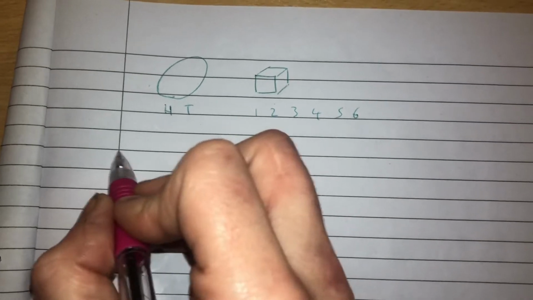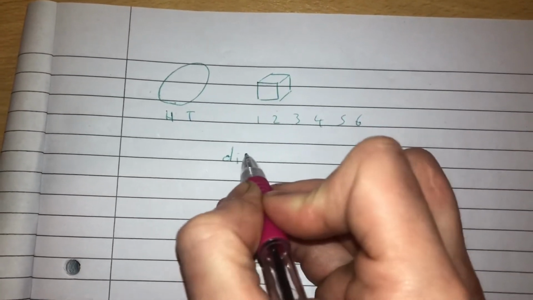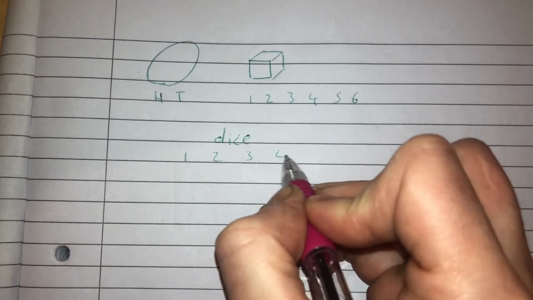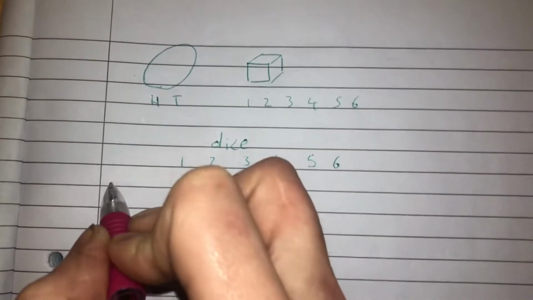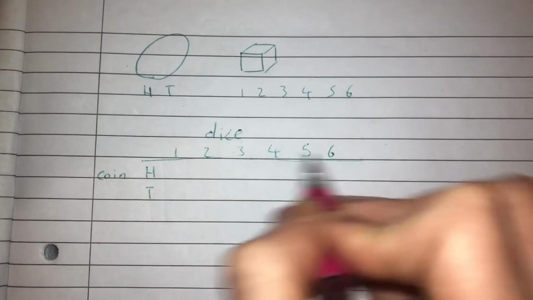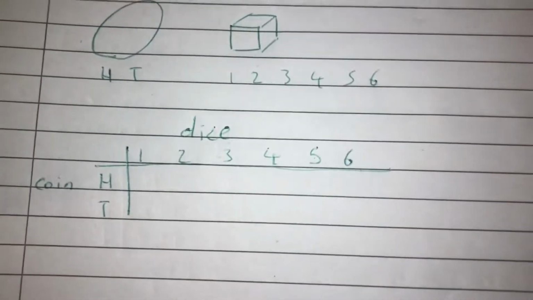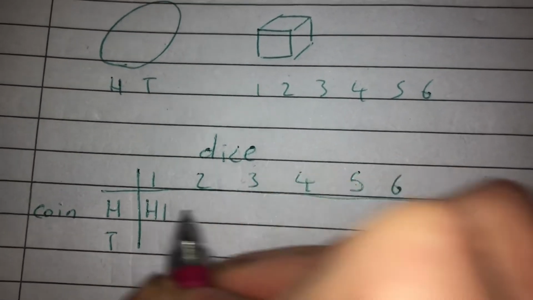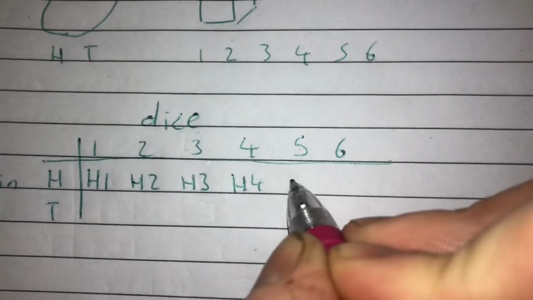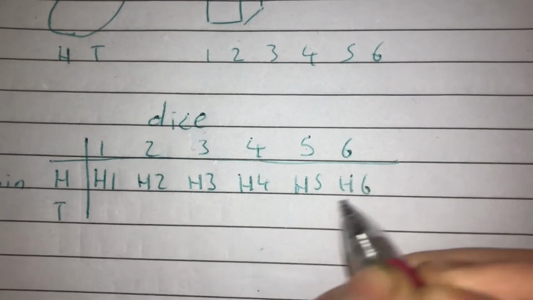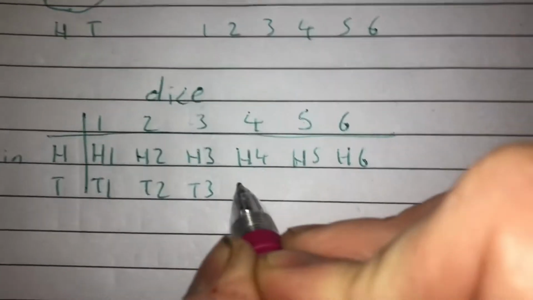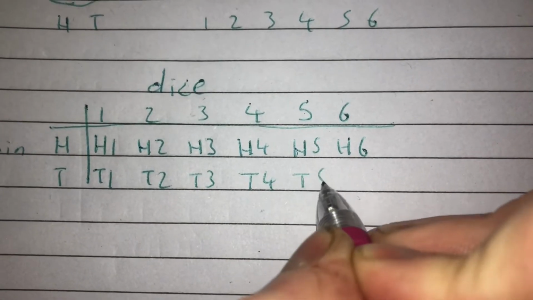So let's say, it doesn't matter what you put along the top, say it was the dice. So the dice has outcomes of 1, 2, 3, 4, 5, 6. Then the coin down the side has outcomes of either heads or tails. And we just match the row with the column. So this is if we got a head and a 1, a head and a 2, a head and a 3, a head and a 4, a head and a 5, and a head and a 6. Tail and a 1, a tail and a 2, a tail and a 3, a tail and a 4, a tail and a 5, a tail and a 6.